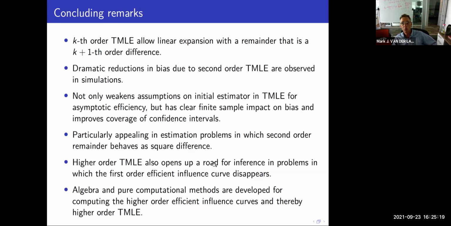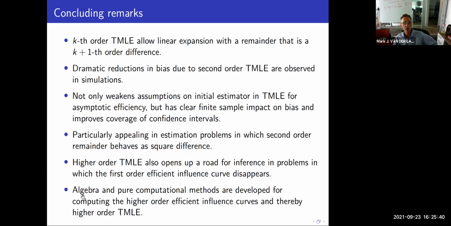Higher order TMLE also opens up the road for inference in problems in which the first order efficient influence curve disappears, like testing some null, where the first order efficiency is gone. So how do you still do inference then? That's where you need the higher order efficient influence curves as approximation. And so this kind of work might be very helpful there.